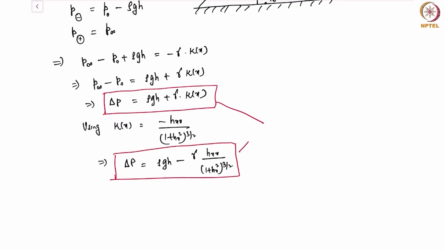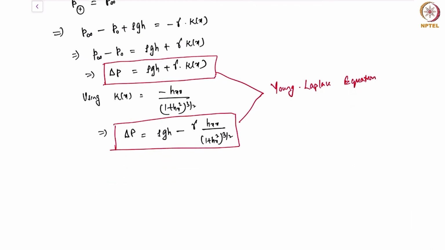So these two expressions, they are the same equation written in different forms. They have substituted the expression for curvature. This is a very, very important result. This is called the Young-Laplace equation, because if you notice here, we've done two things here.